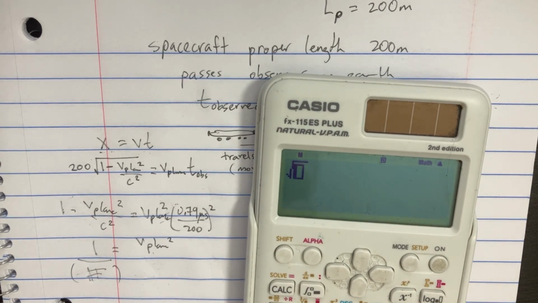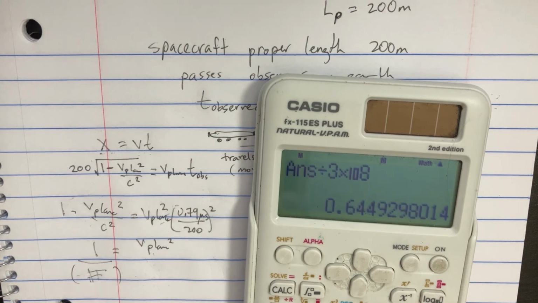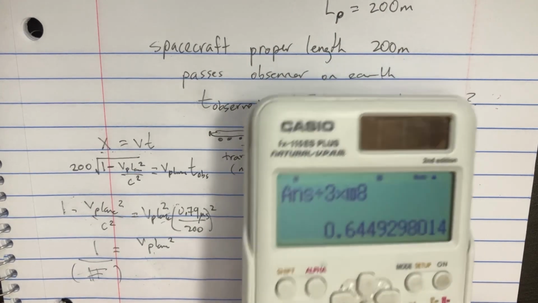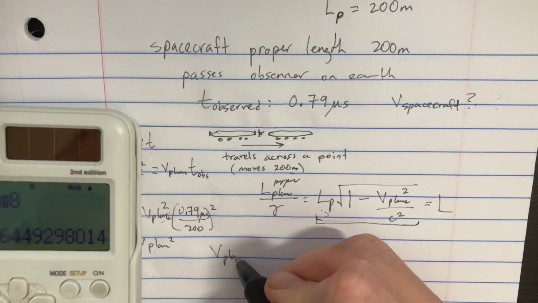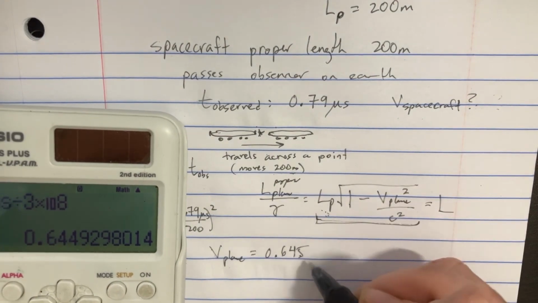All right, so now I could square root this, and that's going to be the velocity of the plane, but usually you have to divide this by 3e to the 8, so that way we get this fraction. So it'd be something like the V plane is 0.645 times c.